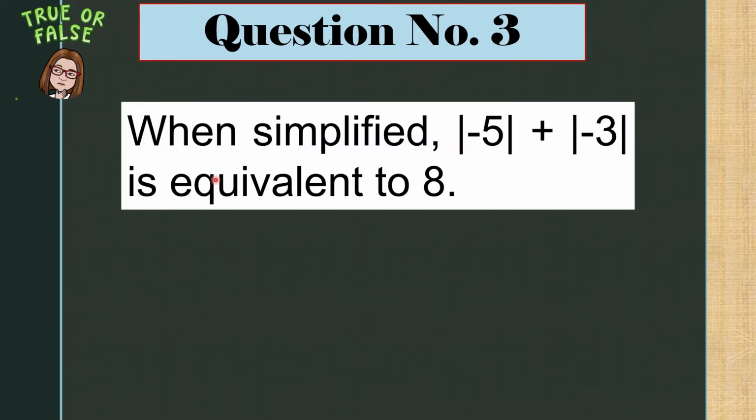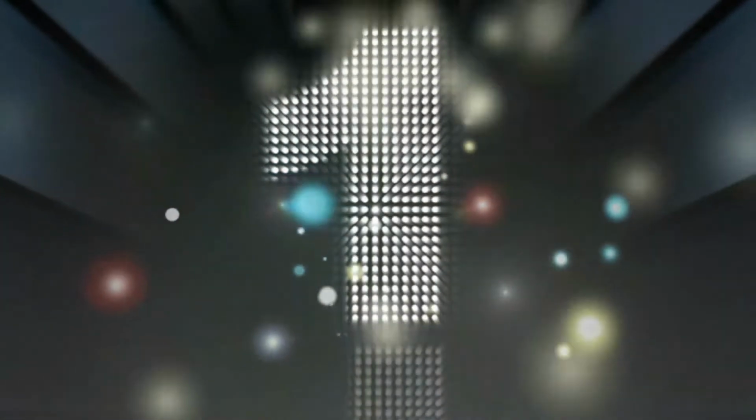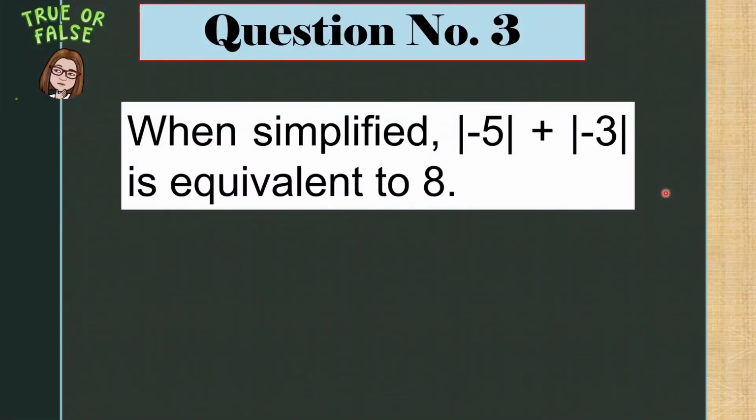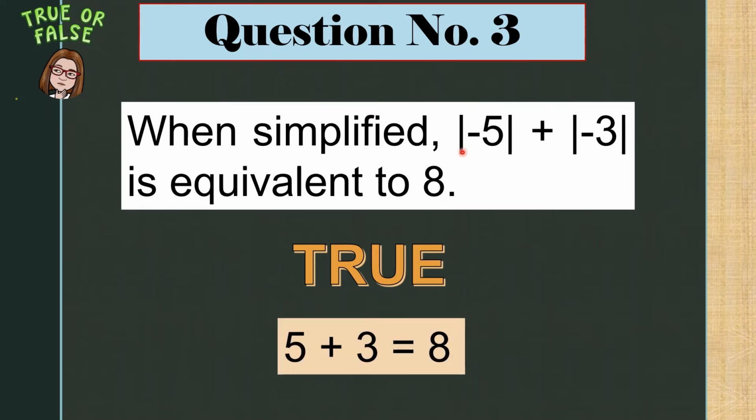Question number 3. When simplified, the absolute value of -5 plus the absolute value of -3 is equivalent to 8. True or false? The correct answer is true. Yes, because we have to simplify first the expressions inside the absolute value signs. So the absolute value of -5 is 5. The absolute value of -3 is 3. And performing the operation, which is addition, the final answer is 8. It's a true statement. Good job.